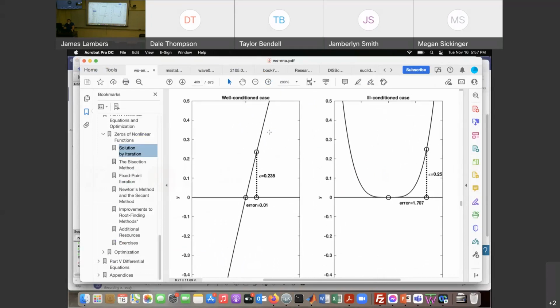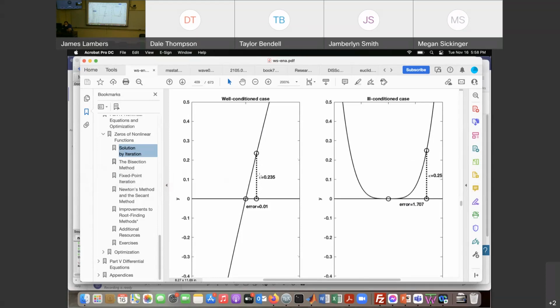Okay. So here on the left we have a well-conditioned case. So in both situations, here we have the exact root, and then here we have an approximate root. So we see what the error is. The error is the difference in x values. But then when you substitute that approximate root into a function, you get some nearby y value. And notice that in the well-conditioned case, epsilon is 0.235. In the ill-conditioned case, it's 0.25. In other words, the backward error, which is this epsilon, they're pretty close in the two pictures.